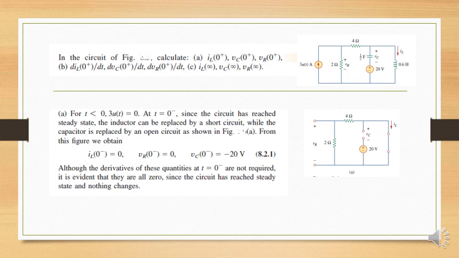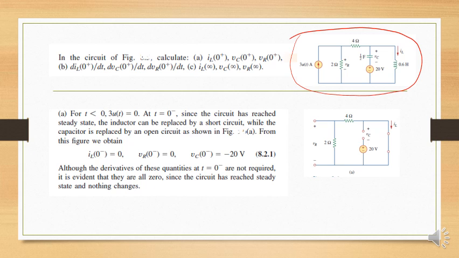In this example, our circuit is a little bit changed. This one is our circuit. What we have to find out are IL of 0 positive, VC of 0 positive, VR of 0 positive, dIL of 0 positive, dVC of 0 positive, IL of infinity, VC of infinity, and VR of infinity, right? Now let's start to solve this question.